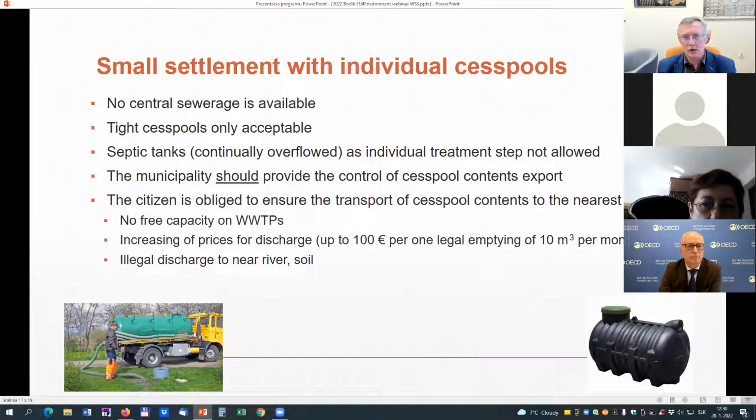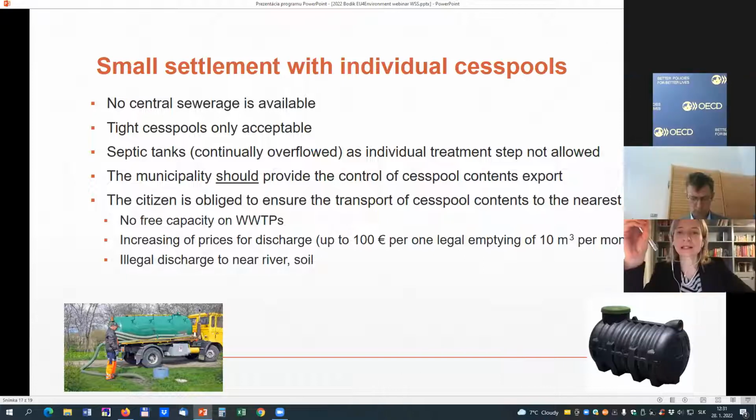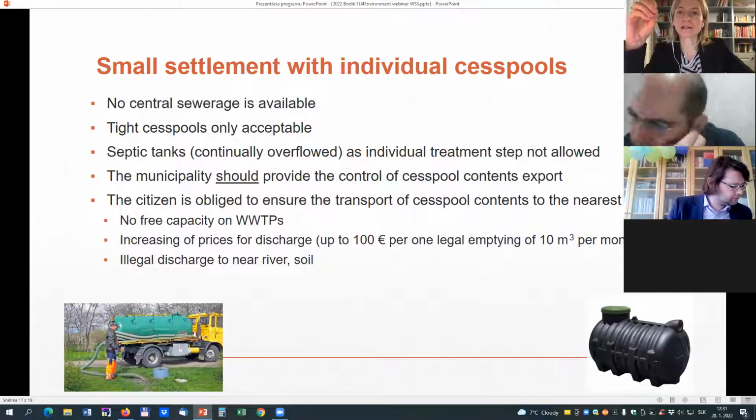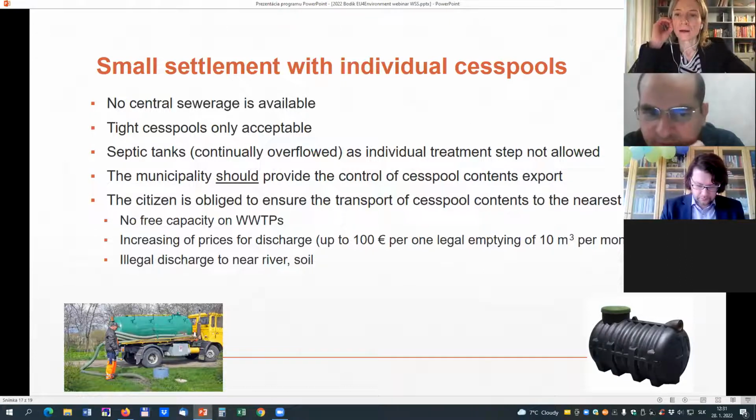The municipality should provide control of the export of cesspool contents. The citizens are obliged to ensure the transport of cesspool contents to the nearest wastewater treatment plant. It's a problem also because we have no free capacity at the nearby wastewater treatment plants. The price for discharge is very high. It's slowly going up, and currently is approximately up to 100 euro per one legal emptying of 10 cubic meters of wastewater per month, with somewhere 20 kilometers distance to the nearest wastewater treatment plant.